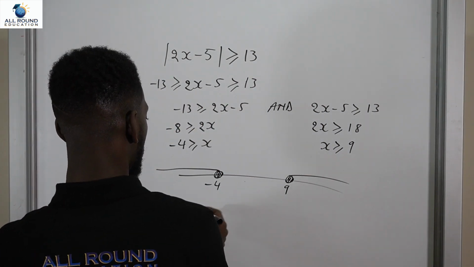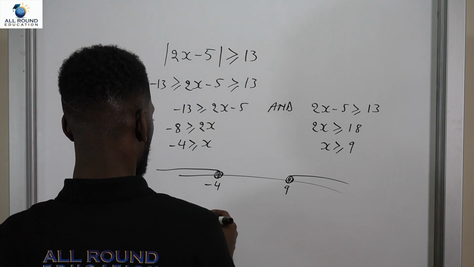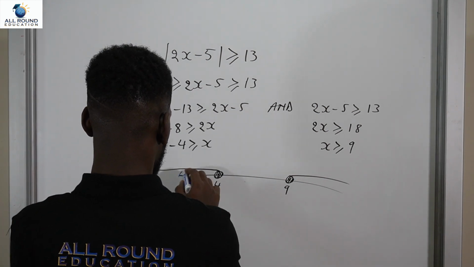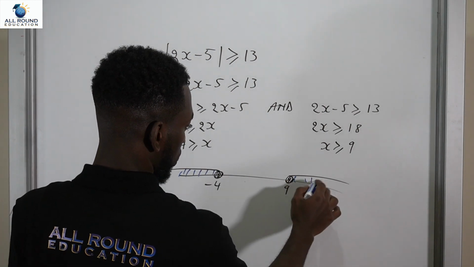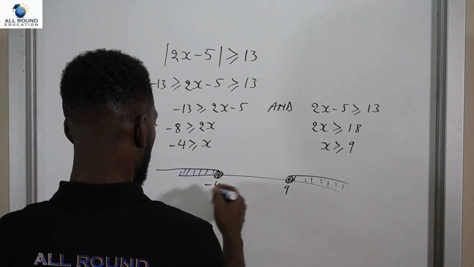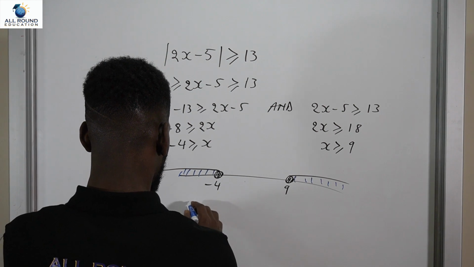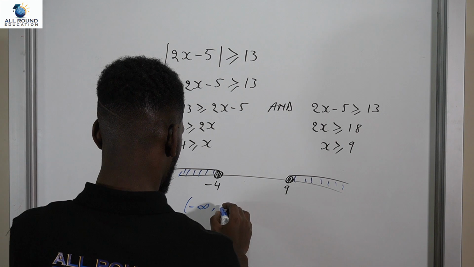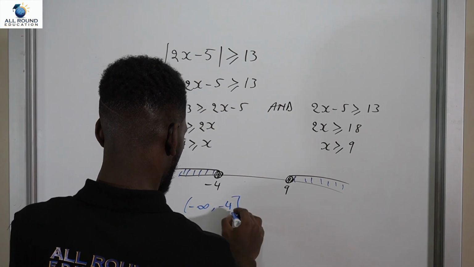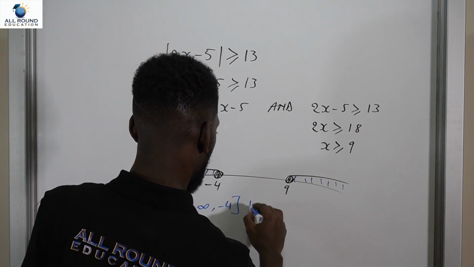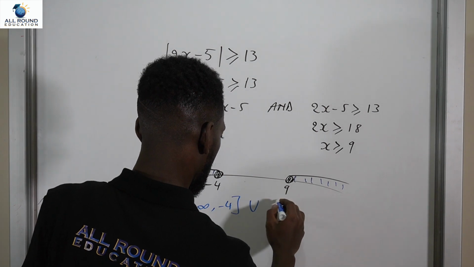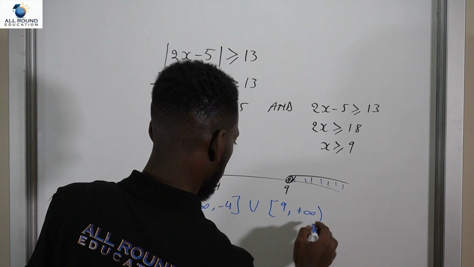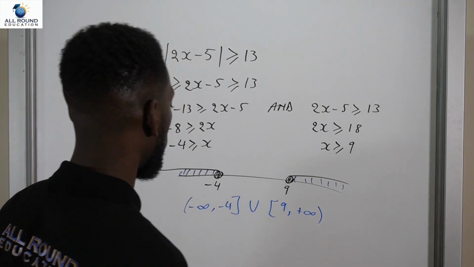This is the solution part, and this is the solution part. The way you write this solution is open bracket negative infinity, negative 4 close bracket, union, 9, positive infinity. So this is our solution, guys.